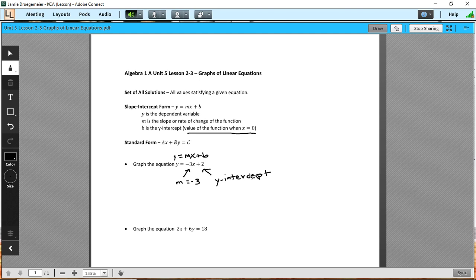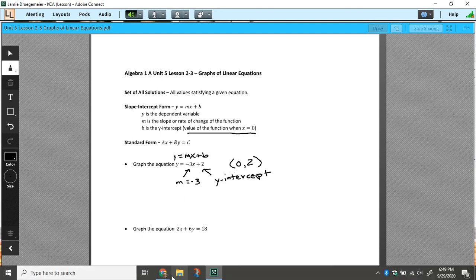So if I was going to graph this equation, I would start by plotting that y-intercept. So when x is 0, y is 2. And then we could use that slope to create other points that would be on that line.